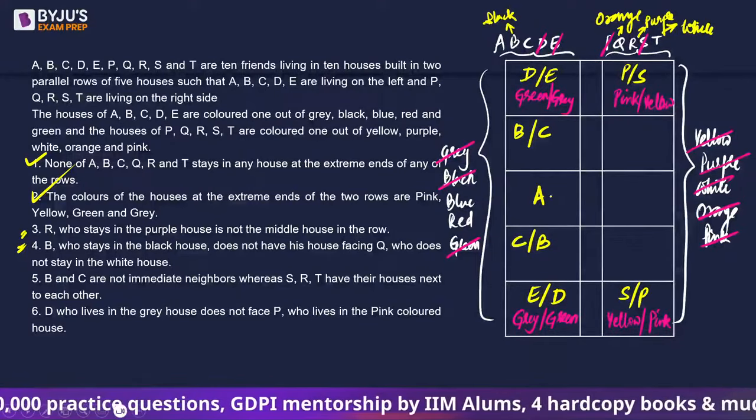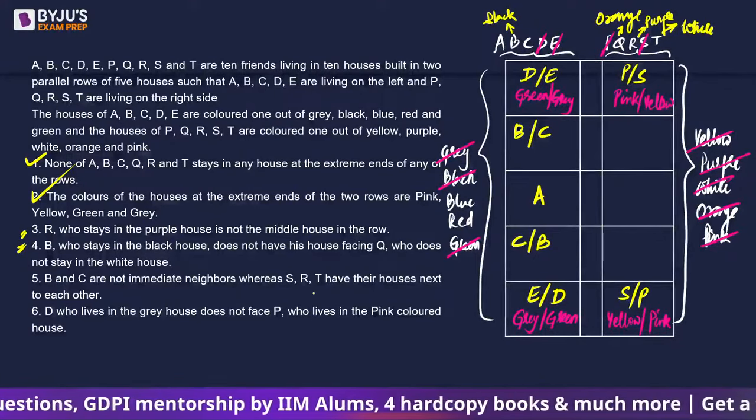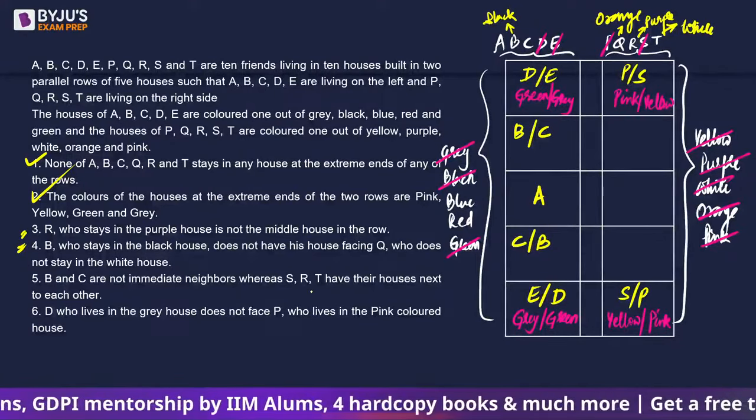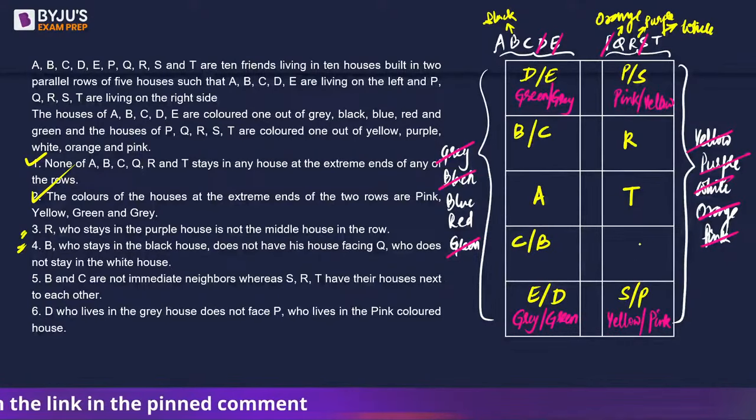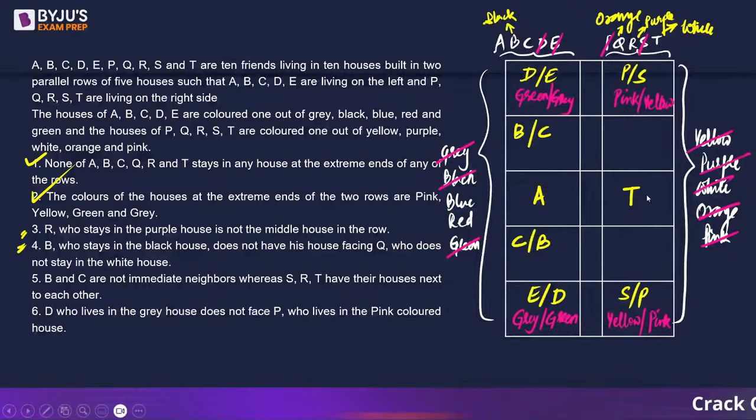Now the next part of the statement says SRT have their houses next to each other. It means S is at one of the ends, so R is going to be at some end. That means T has to be here. If S is here, then R will be here. If I take S at the bottom, then R is going to be at the second. So T is confirmed to be at the center, and if T is at the center, its color is white. So let's place white here. Okay, so we are done with the fifth one.